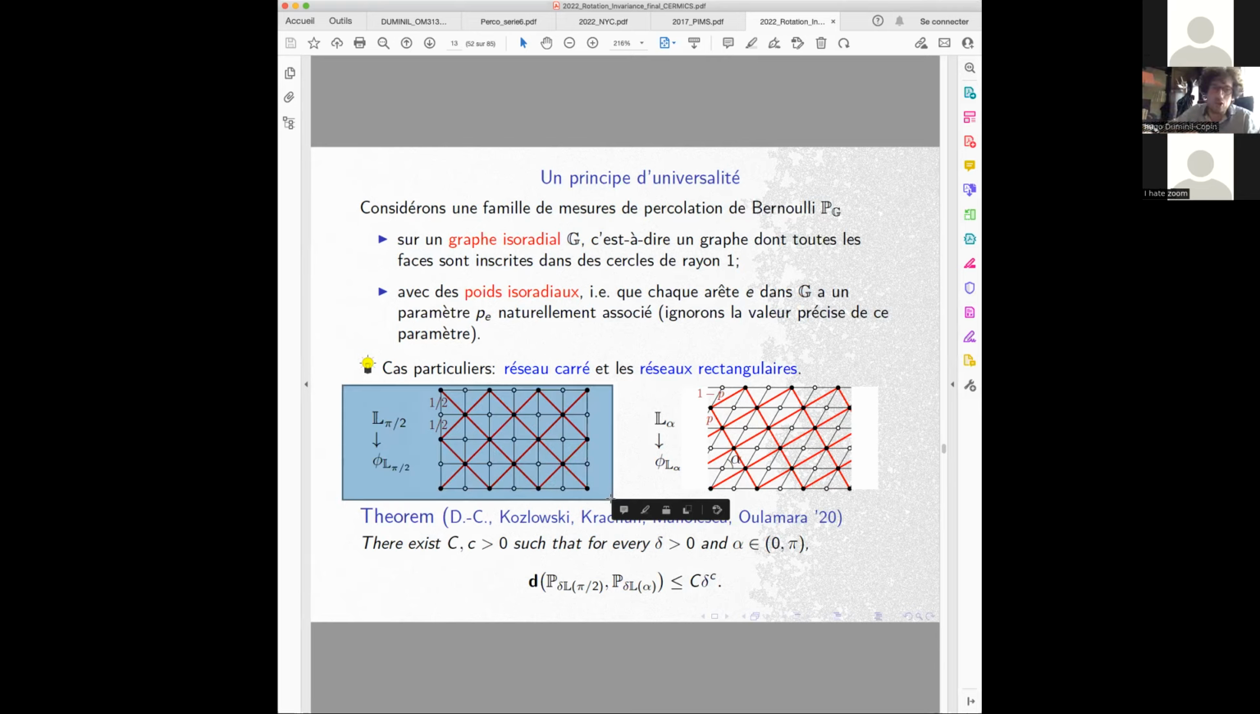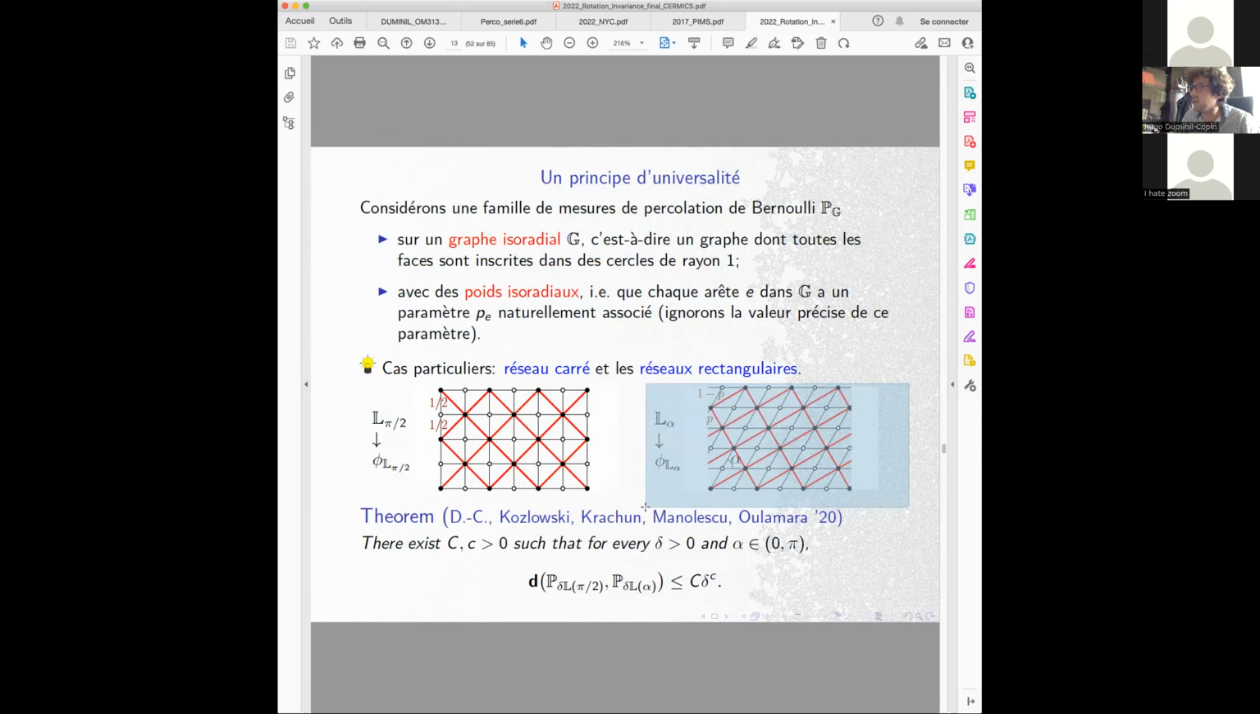This is a rotated version of the square lattice. It's clearly an isoradial graph, right? I mean, every square is inscribed in a circle of fixed radius. So if I increase the thing sufficiently, it's going to be of radius 1. And imagine I look at another isoradial graph, which this time is a rotated version of the rectangular lattice. It's also an isoradial graph.